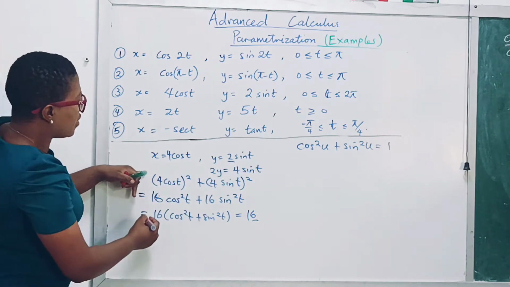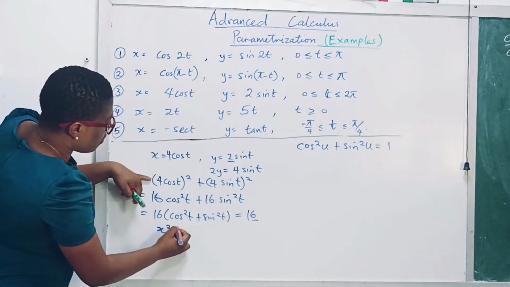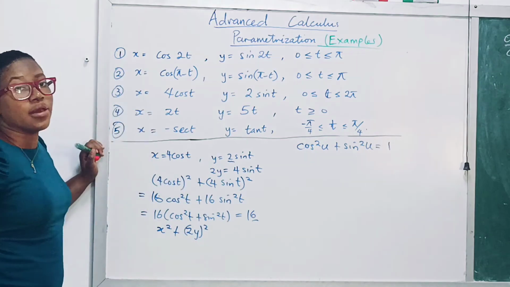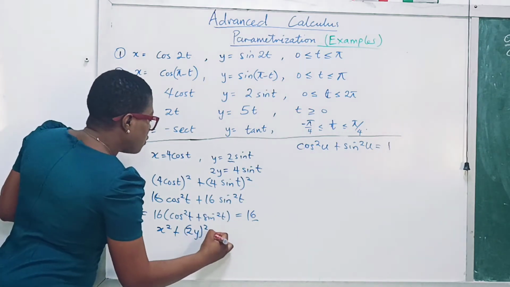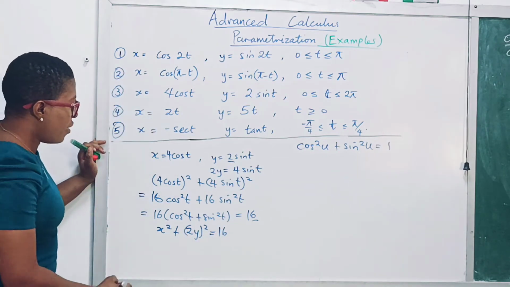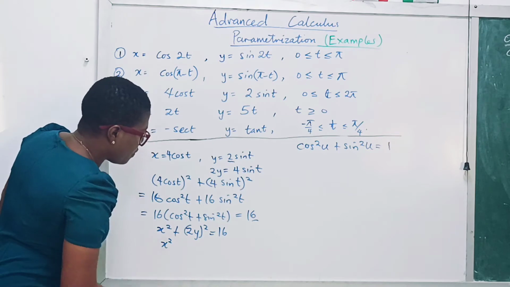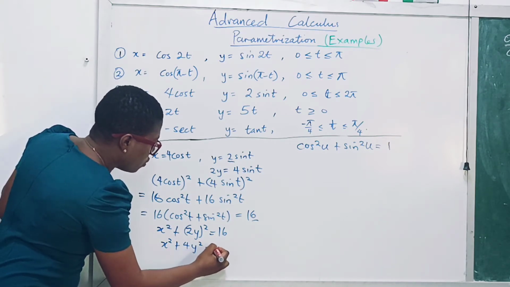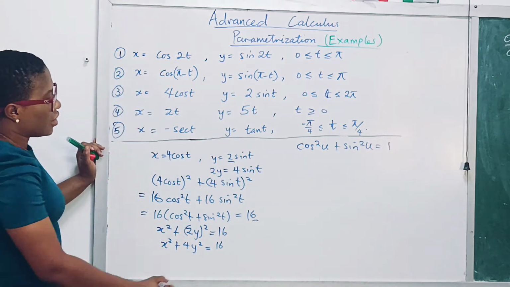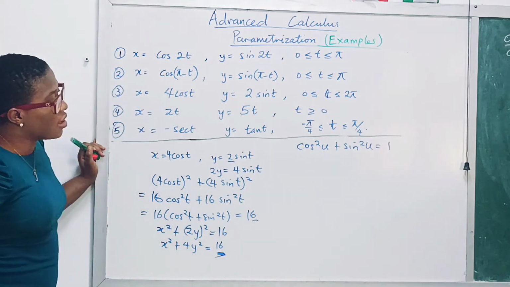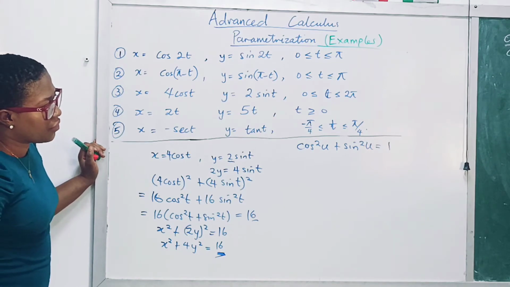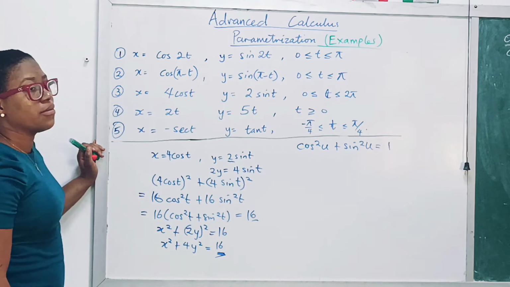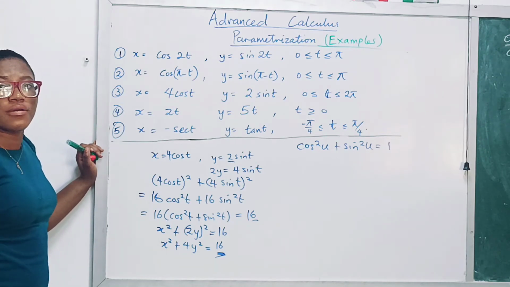So what do I have? This one is x squared plus 2y all squared. Be careful. Is equal to 16. So what do I have here? I have x squared plus 4y squared is equal to 16. Now I need the right side to be 1 so that it can give me the equation of an ellipse. Okay, it will not be a circle, it's an ellipse. Yeah. Ellipse looks like a circle, but not a circle.